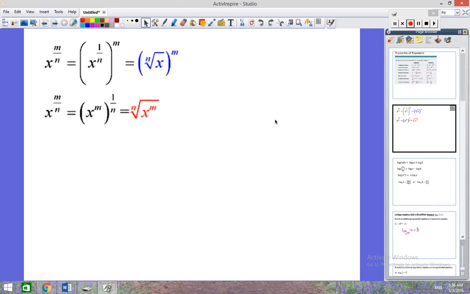I would also pause the video and take a look at converting a rational exponent into radical form. This is just showing you the two different ways. You can see this exponent m could be underneath the radical or on the outside. It's linked to those properties of exponents on the previous page. When you have a power raised to a power, you multiply the exponents.